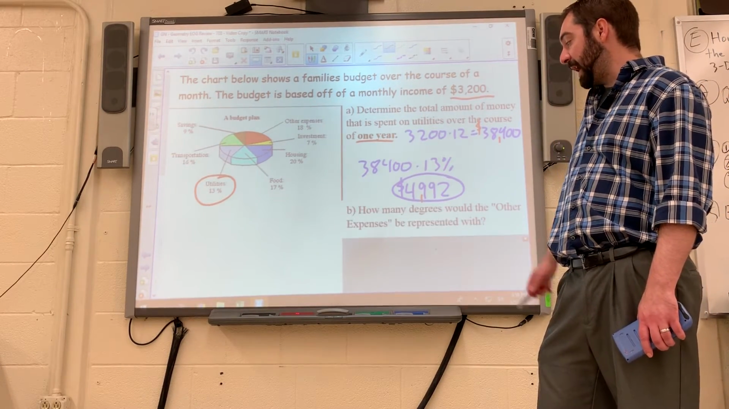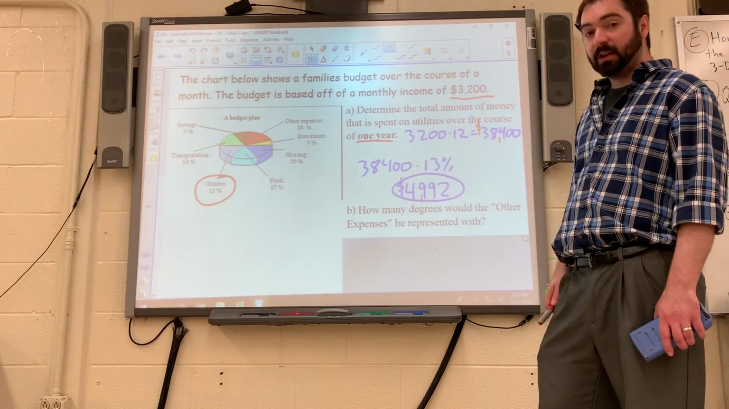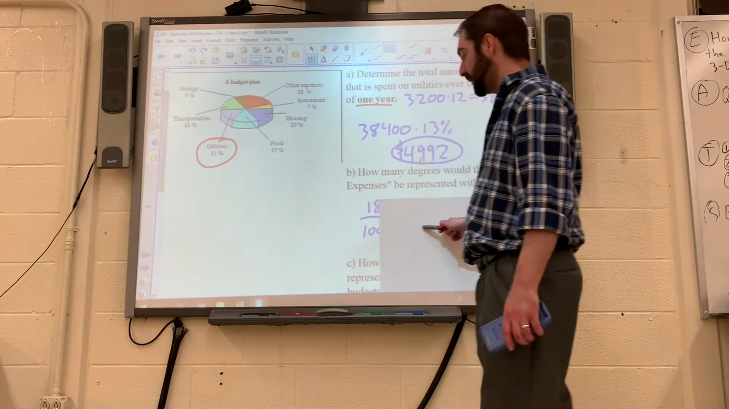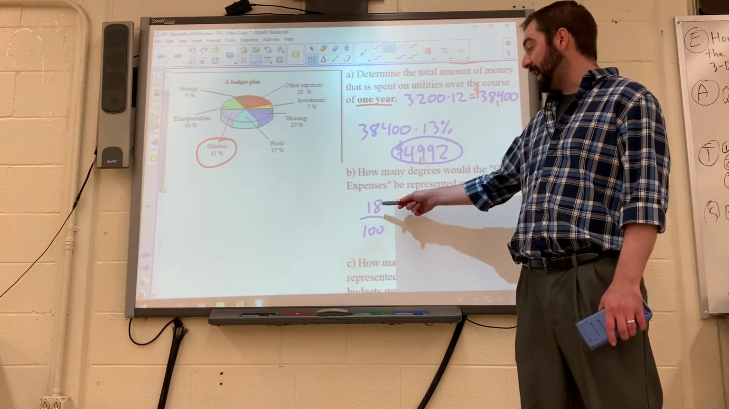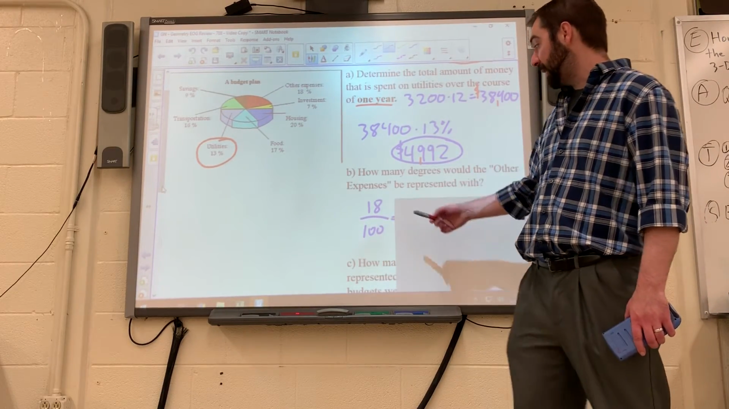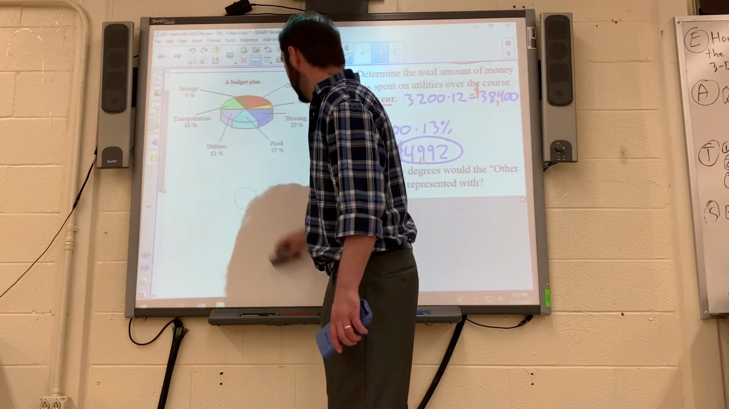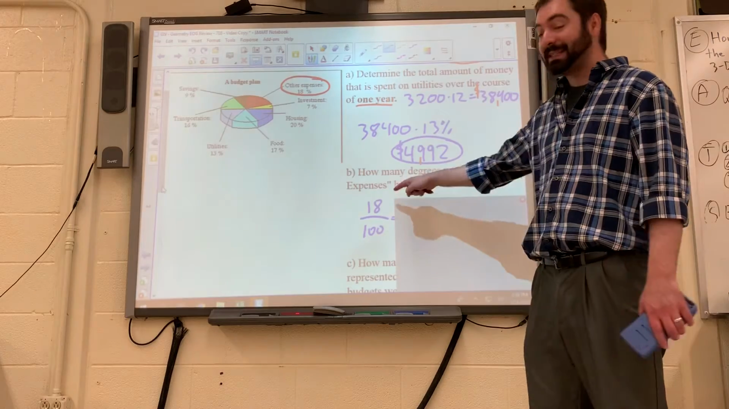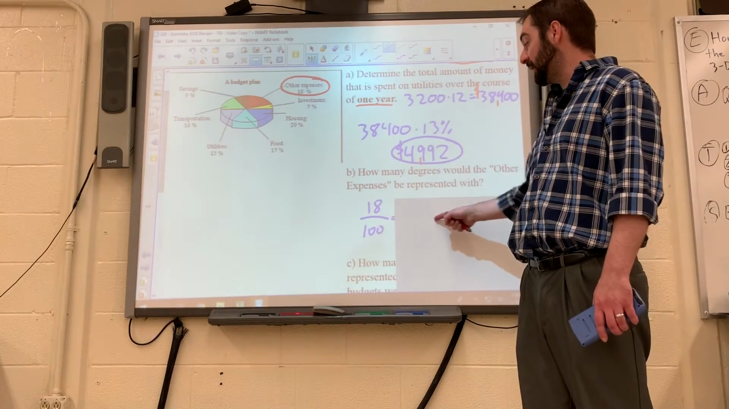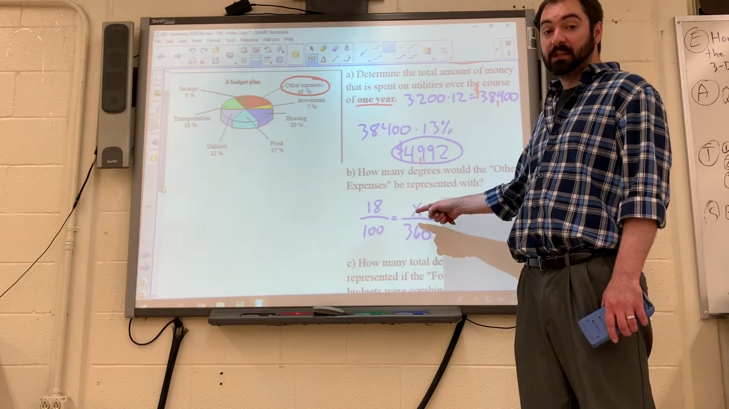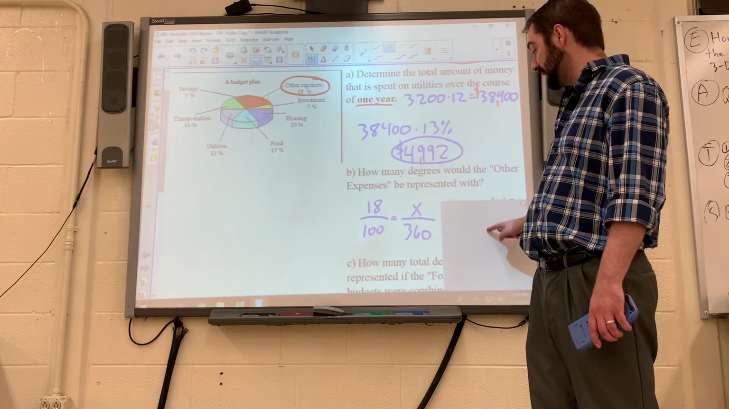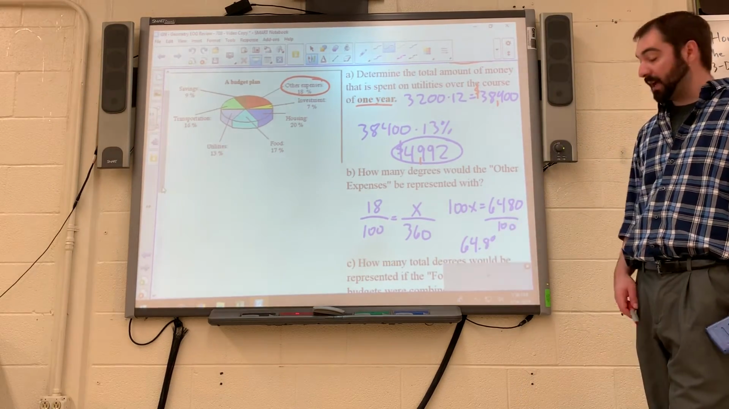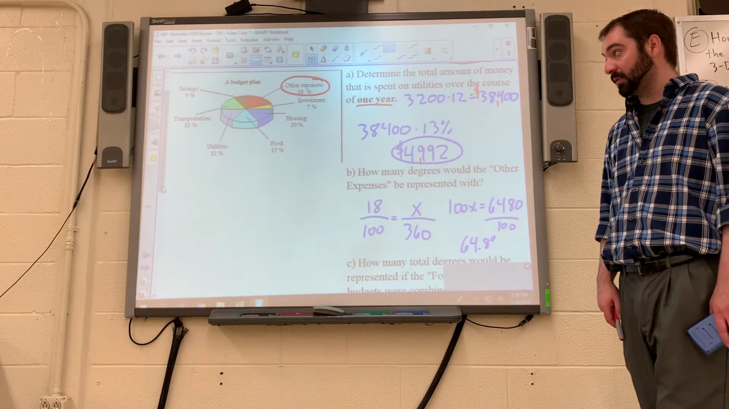Second question, B, how many degrees would be the other expenses? Here, I am going to have to use my ticket information. So again, it's parts over whole. I know that 18%, because if I look up here, the other expenses are located right here. That red portion, that's 18 out of 100%. And again, I don't know how many degrees it would be, but I know there's 360 degrees in a circle. Again, I cross multiply, and I'm going to find out when I divide that I get 64.8 degrees.